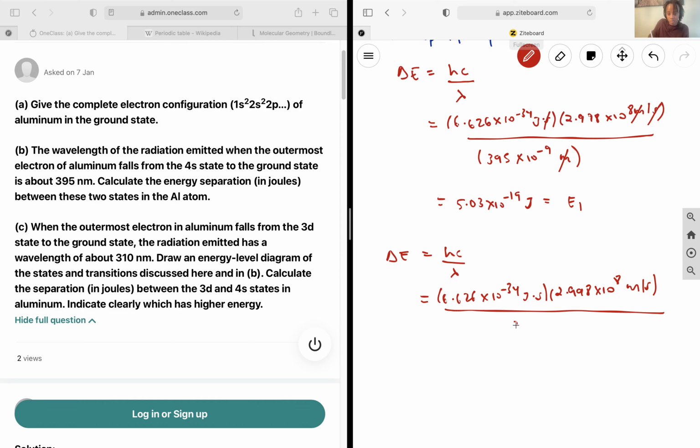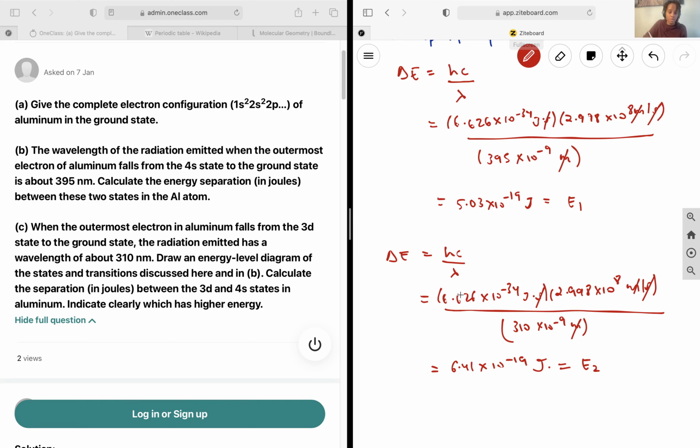All over 310 nanometers this time, multiplied by 10 to the negative 9 to convert it back into meters. The units should cancel just as they did before. And we get a value of 6.41 times 10 to the negative 19 joules. So this is exactly what we expected. It's higher than the 5.03. And we're going to call this E2.